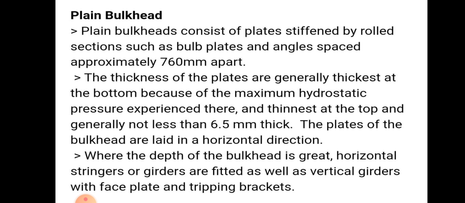Plain bulkhead. It consists of plates that are stiffened by rolled sections, such as bulb plates and angles, spaced approximately 760 mm apart. That means a plain bulkhead consists of plates stiffened by rolled sections, such as bulb plates and angles, spaced approximately 760 mm apart.